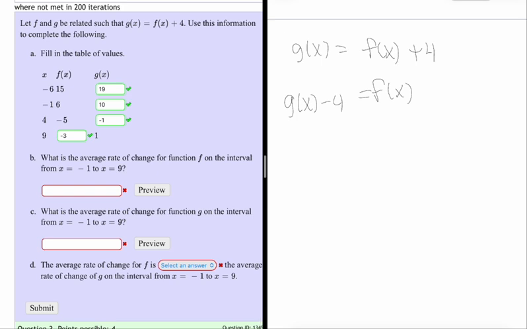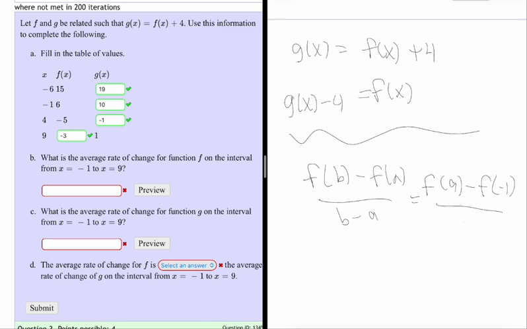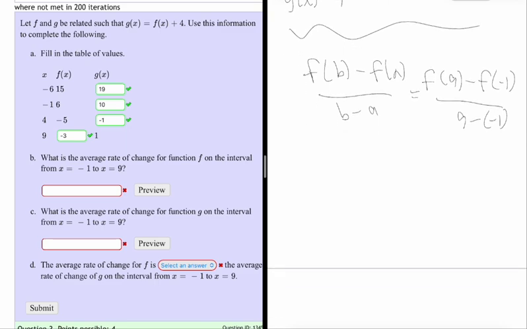Now, for part B and part C, they want you to do the average rate of change formula. You should know that. Remember, it's f of b minus f of a over b minus a. So our values for me are 9 and negative 1. Okay. So f of 9 minus f of negative 1 over 9 minus negative 1. Please do yours accordingly, whatever yours are compared to what mine are.